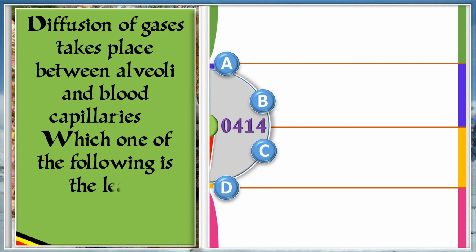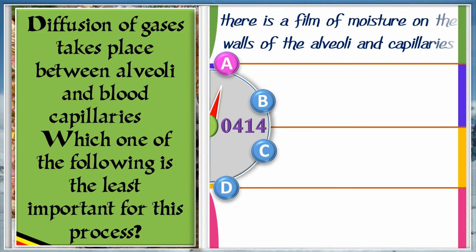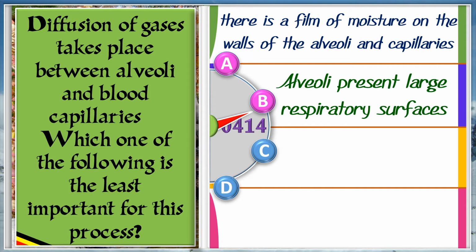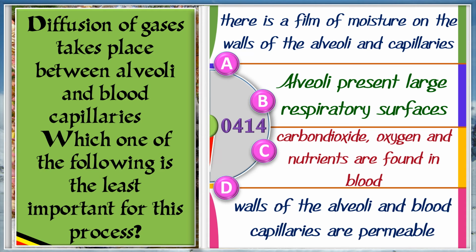Diffusion of gases takes place between alveoli and blood capillaries. Which one of the following is the least important for this process? A. There is a film of moisture on the walls of alveoli and capillaries. B. Alveoli present large respiratory surface. C. Carbon dioxide, oxygen, and nutrients are found in blood. D. Walls of the alveoli and the blood capillaries are permeable. And the answer is C. Carbon dioxide, oxygen, and nutrients are found in blood.